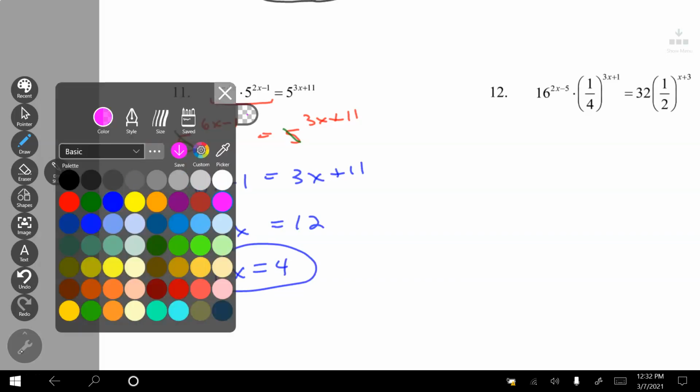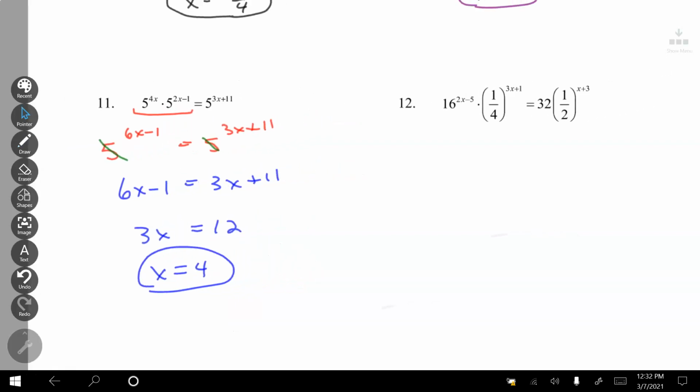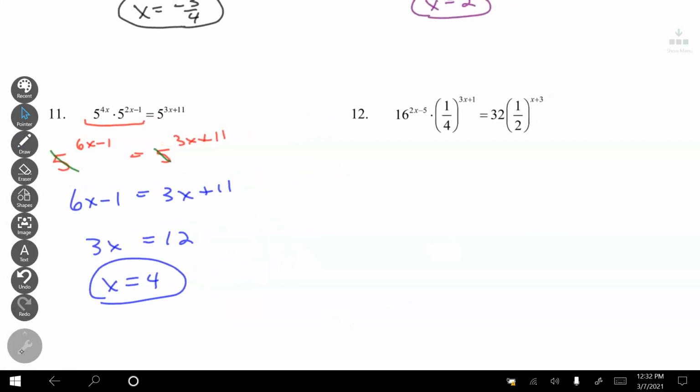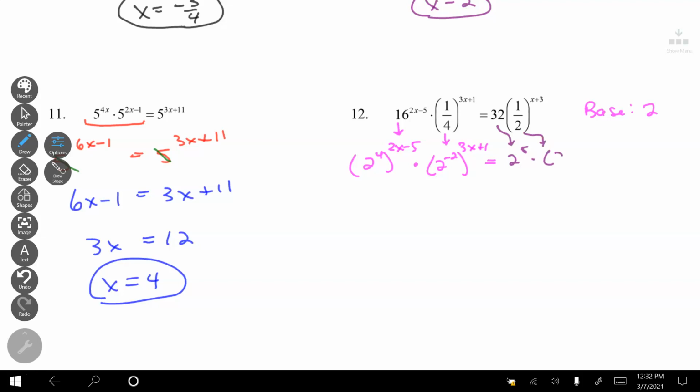Finally, this last one, I think I just had to do a lot of reworking. I should decide what's a good base for this one. 16, 1/4, 32, 1/2. I think the base is 2. 2 to the 4th exponent 2x minus 5, times 2 to the negative 2 exponent 3x plus 1, equals, I'm going to change color here, 2 to the 5th times, this is 2 to the negative 1, exponent x plus 3.